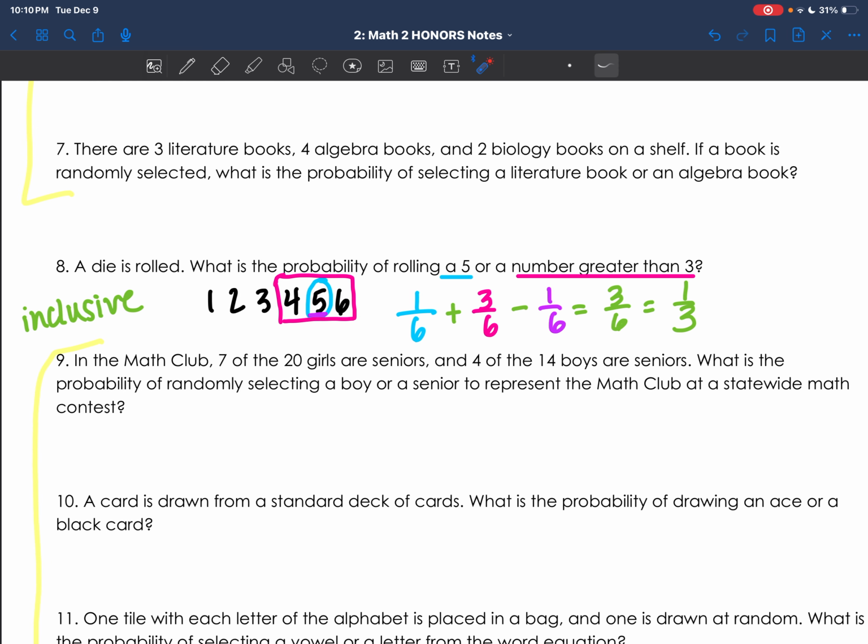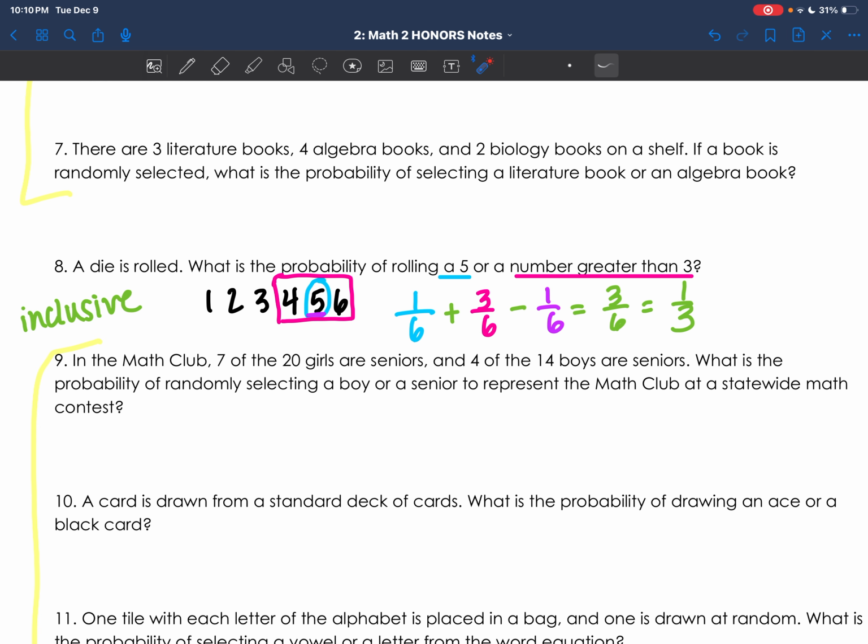All right, I want to do this one here because this is another example. It says a die is rolled. What is the probability of rolling a 5 or a number greater than 3? So your set would be these 6 options, 1 through 6. If I rolled a 5, I have a probability of 1 out of 6. If I were to roll a number greater than 3, that would be 4, 5, 6, which is 3 out of 6. But if you notice, I have one number that's both. So I need to subtract 1 out of 6, or 1/6, and then I'm going to get 3/6, which simplifies.